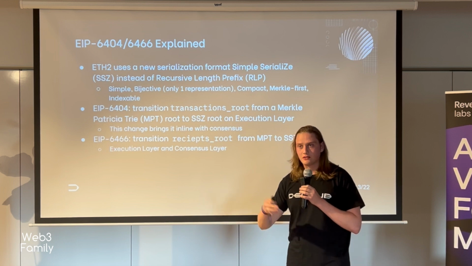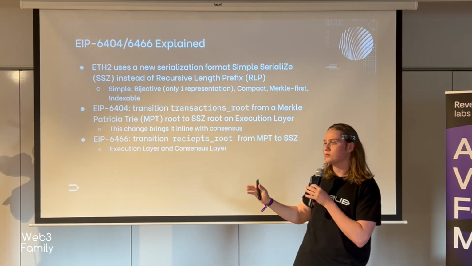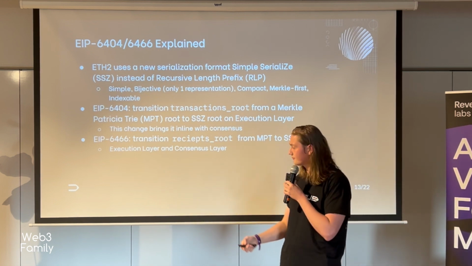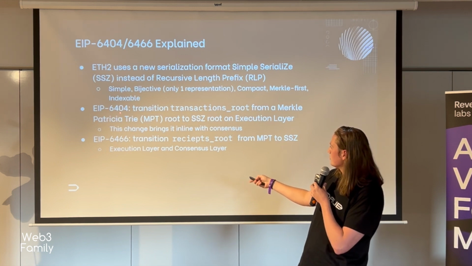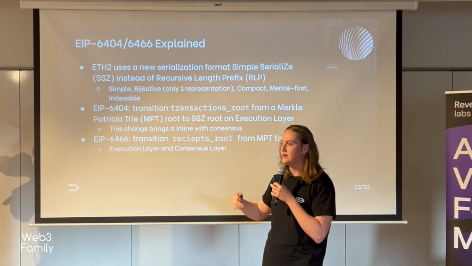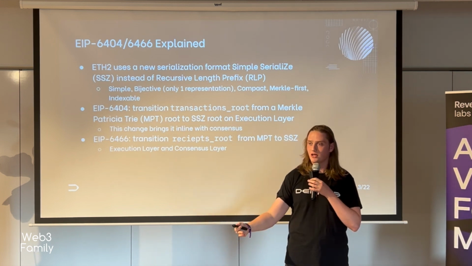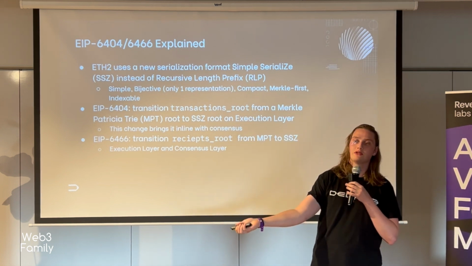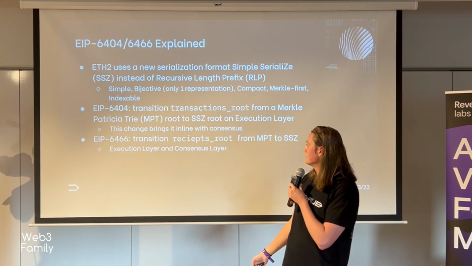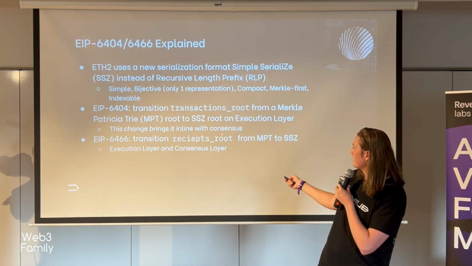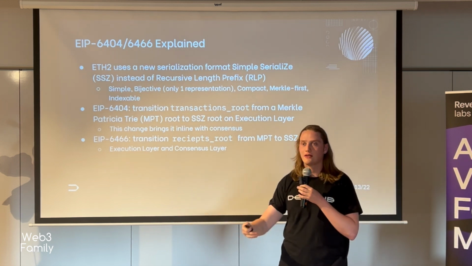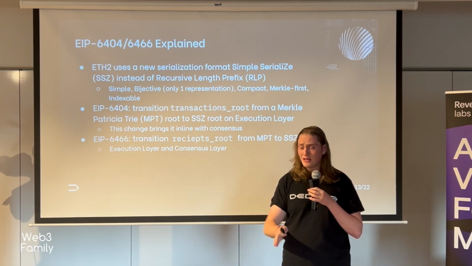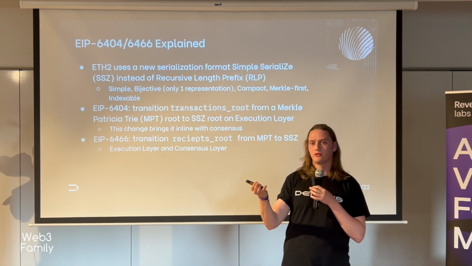The reason why that matters I'll get into later, but the Merkle first is very important, as I mentioned, for the Verge, for improving the verification powers of the network. So EIP 6404 wants to transition the transactions root from being a Merkle-Patricia tree, which is serialized using RLP, into an SSZ root, where basically the data is encoded using SSZ, and then we take the root of that data. This change is being done to bring it in line with consensus. So when you get a consensus header, the transactions root is already SSZ, and when you get a transactions root on execution, it's RLP. So this change brings both of those in line.